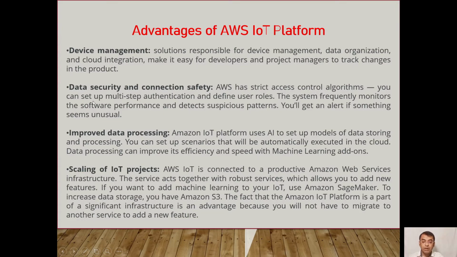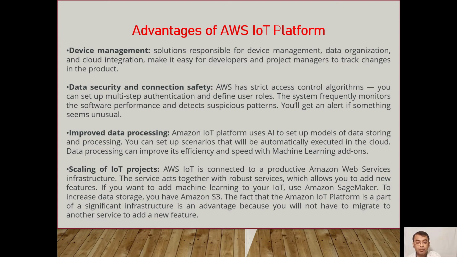Second one is data security and connection safety. AWS has swift access control algorithms. You can set up multi-step authentication for enhanced security and define user rules. The system frequently monitors the software performance and detects suspicious patterns. You will get an alert if something seems unusual.